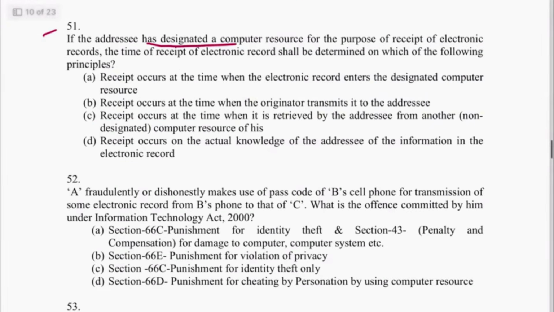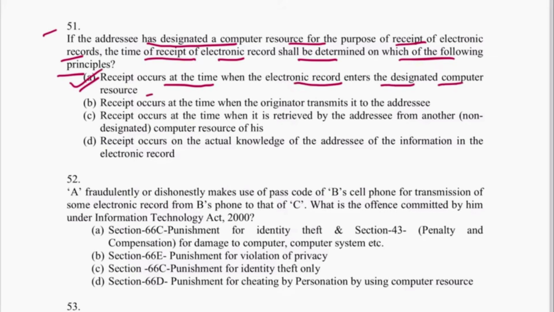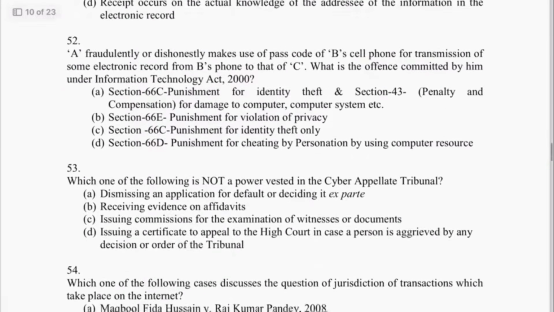Next 51. If the addressee has designated a computer resource for the purpose of receipt of electronic record, the time of receipt of electronic record shall be determined on which of the following principles? Receipt occurred at the time when the electronic record enters the designated computer resource. A is the answer. And there is the provision in section 13 of IT Act.